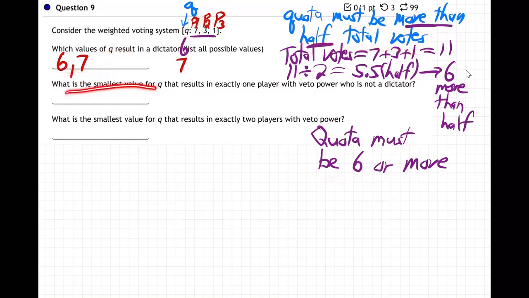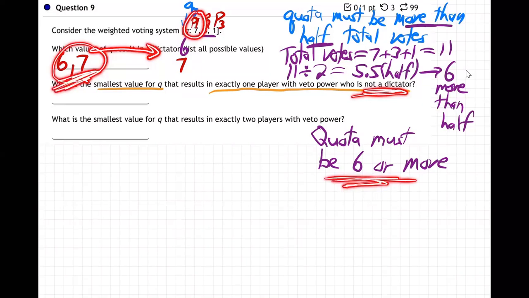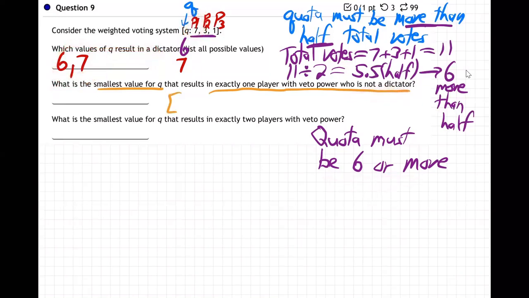Okay, next question. What is the smallest value for Q that results in exactly one player with veto power who is not a dictator? Okay, smallest value for Q. Well, it can't be 6 or 7 because those result in player 1 being a dictator, and they said not a dictator. So let's try 8. I'm just going to take a guess here. If it doesn't work, I'll move on to 9.